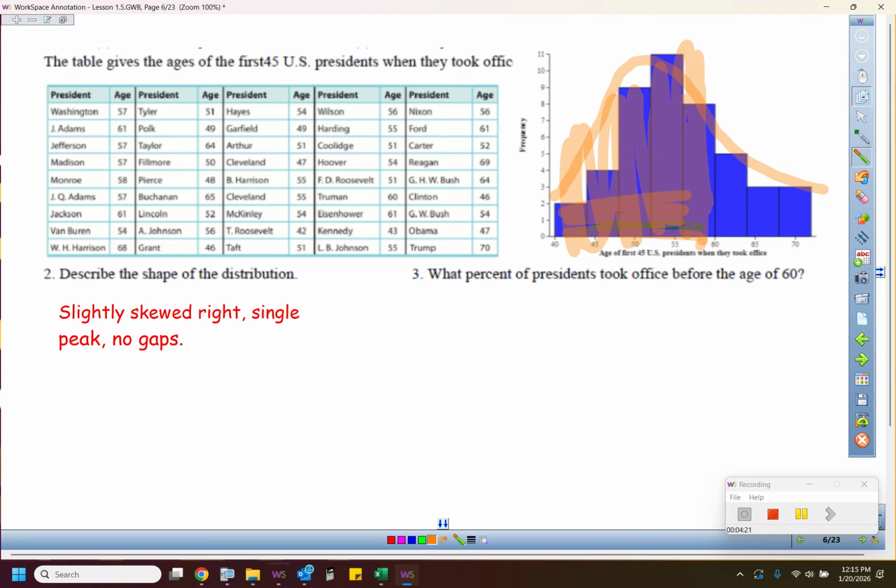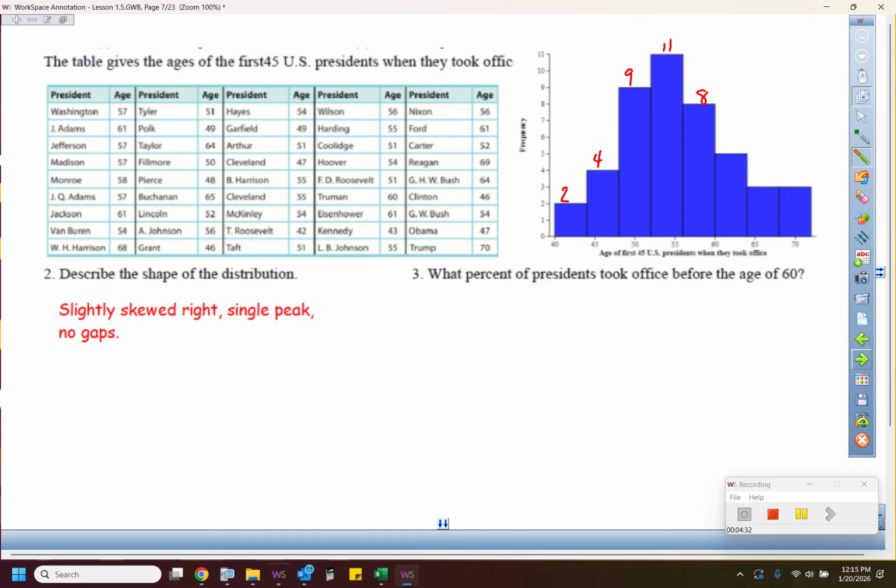Everything before 60. Is it cool that they told you that there's 45 total presidents in this situation, so I know the total, and I just have to count up how many guys are in there, right? So I have done the hard work for us because on the computer, if you hover over the bars, it will tell you the number on the top of them. Are you with me on that?